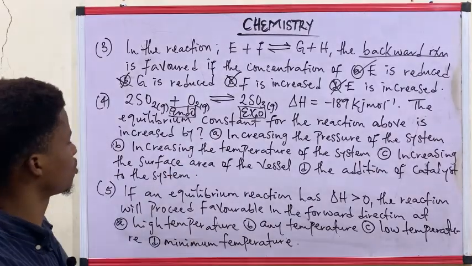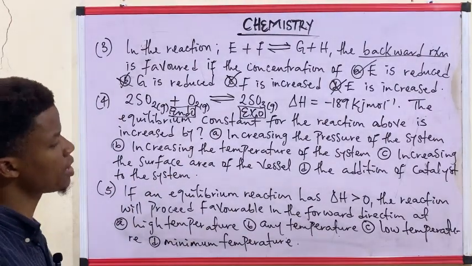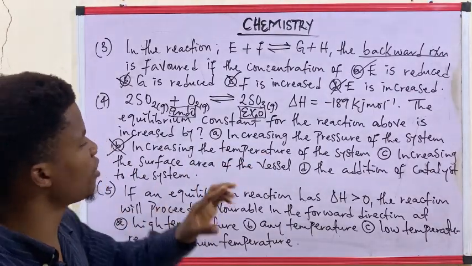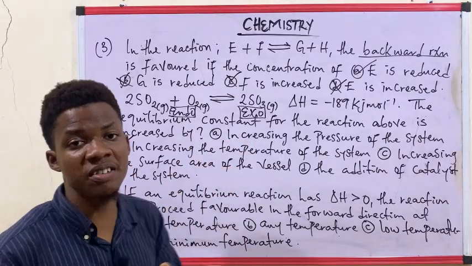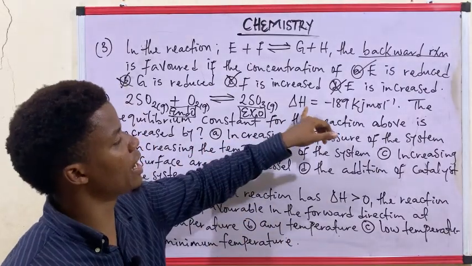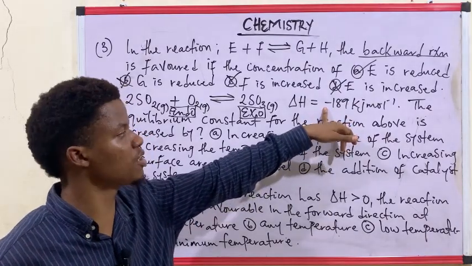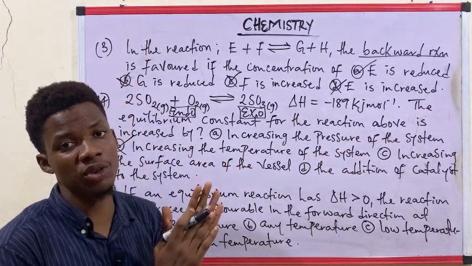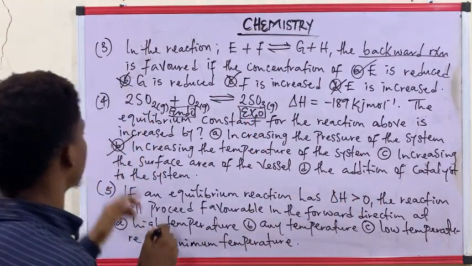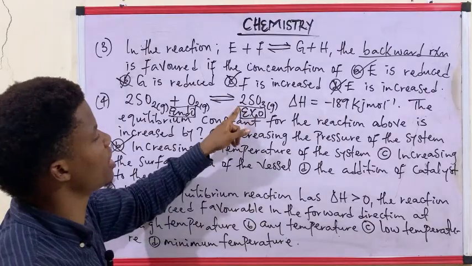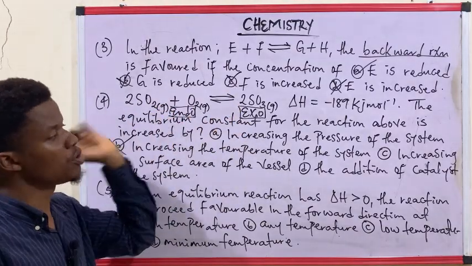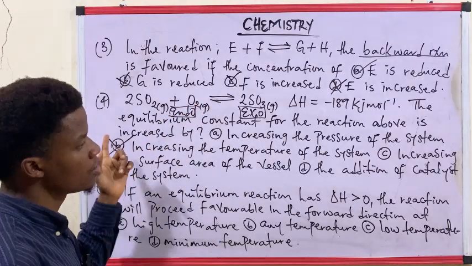Alright, let's leave option A. B, increasing the temperature of the system. This one is totally out of it. Because when they tell you the equilibrium constant for the reaction is increased, that means going in the forward direction, because our delta H is minus, so we are paying attention to minus. That simply means we are talking about the exo, which is the forward direction, right? So B is out of it. When you increase the temperature, it's going to take it backward, so it's going to decrease the equilibrium constant. So it is out of it.